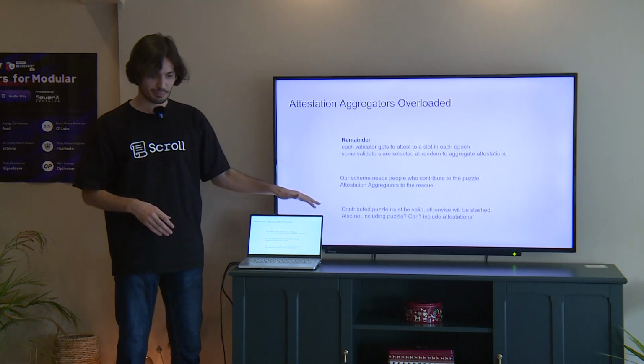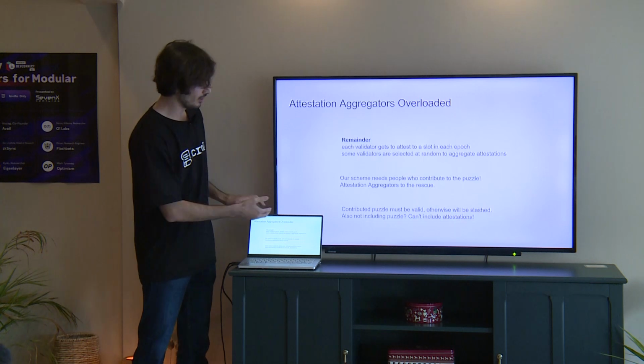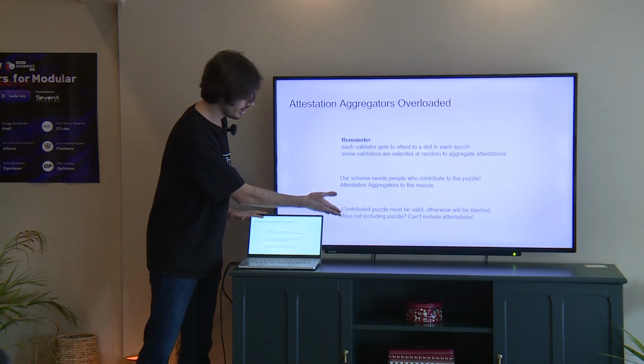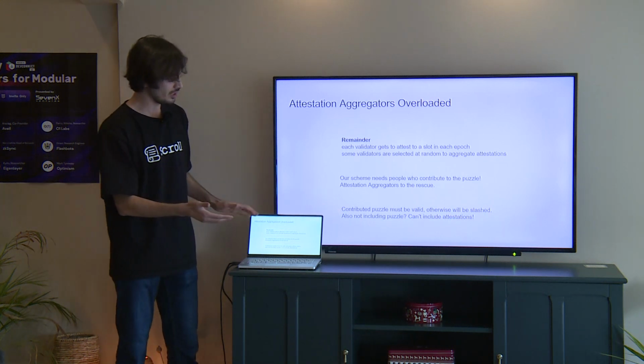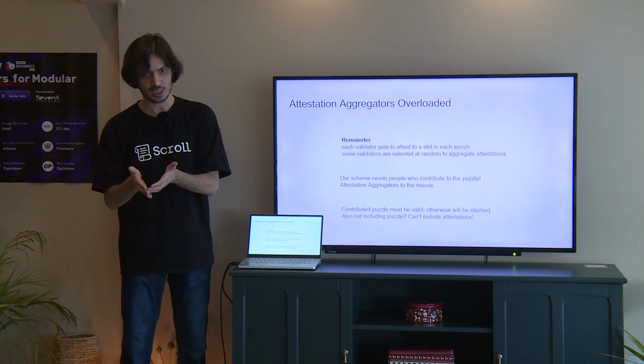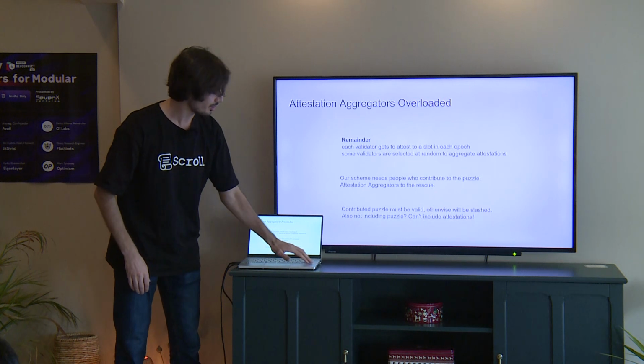And also the people who are building the blocks, if they don't include the puzzles in the block, they can't include the attestation either. Like if I'm making a block and I want to be... I'm a little bit confused myself now. Let me move on from this one.